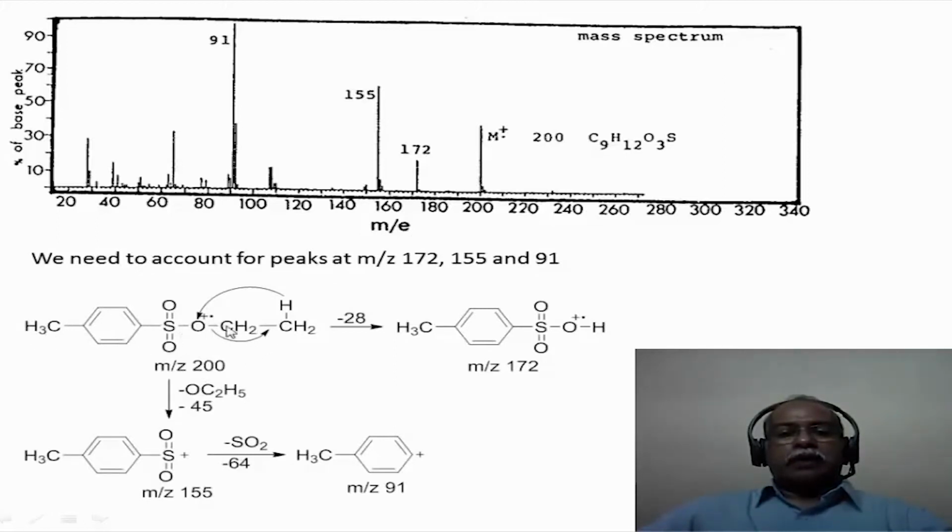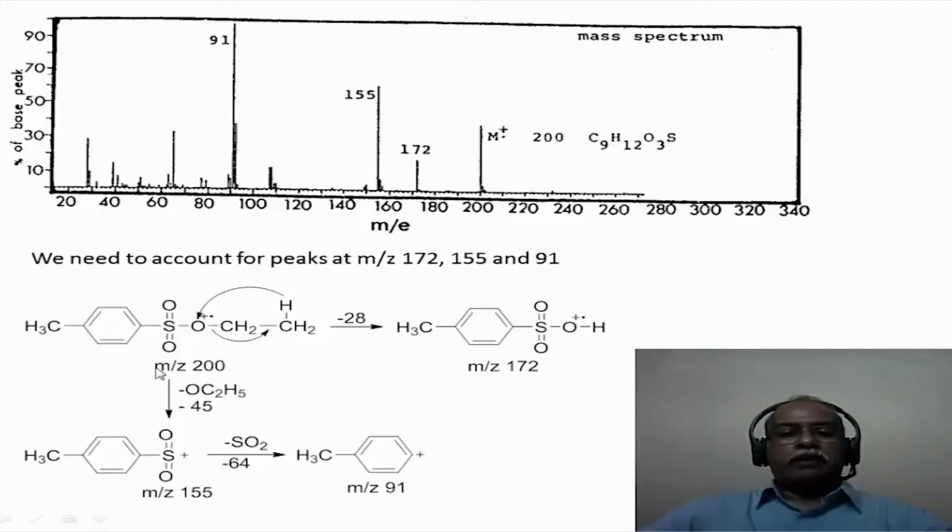This is a carbonium ion, a carbocation, that is formed under the mass spectral condition. A beta hydride shift would essentially release the ethylene unit, which is a 28 mass unit loss. From the molecular ion peak, if you subtract 28, we get 172. There is a peak at 172.